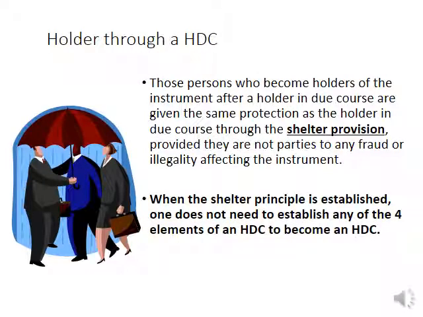Also, a party can be a holder in due course through a holder in due course. This is called the shelter principle. So what that means is that if a party gets an instrument from a holder in due course when all the four elements of being an HDC have been met, that party gets the instrument as a holder in due course even without meeting all four elements. So it shelters them. So if I get an instrument from a holder in due course, I automatically become a holder in due course.